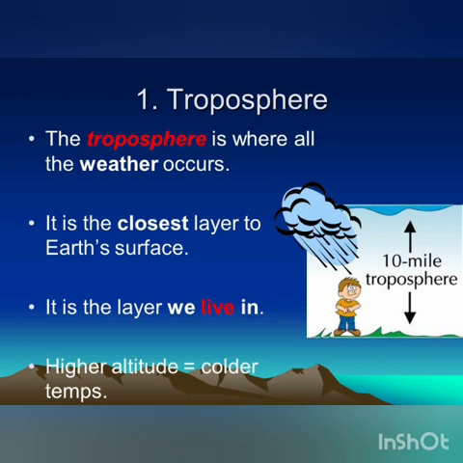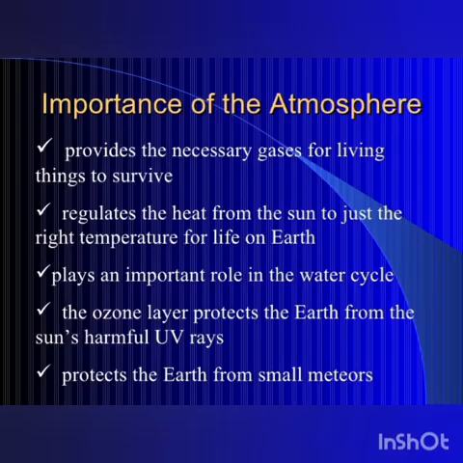It is the home of clouds, lightning and weather. All the weather phenomena occur in this layer only. The temperature in this layer decreases with the increase in height. So higher altitudes, colder temperature. Temperature keeps on decreasing as we move higher up.